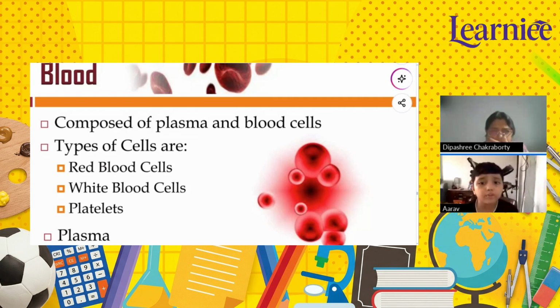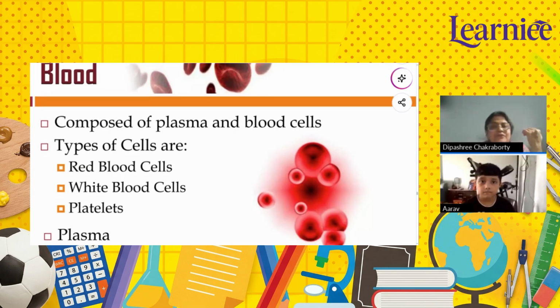Blood is composed of plasma and blood cells. Types of cells are red blood cells, white blood cells, and platelets. So blood is composed of what? Plasma and blood cells. These blood cells are of 3 types: red blood cells, white blood cells, and platelets. You already know it, no need to write this one.